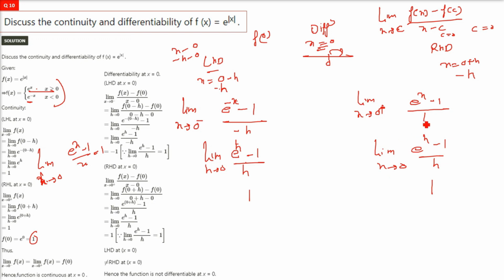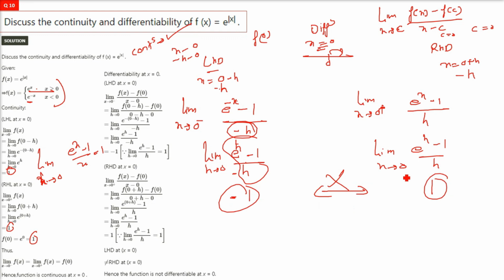I'll just put a negative here because this is negative here. So left hand derivative, right hand derivative, they are not matching. We can just say that the function is not differentiable at x equal to 0, though it was continuous at x equals to 0. Differentiability is not established, continuity is established. So this is how you have to do this e raised to the power modulus of x. So continuity yes, differentiability not. So you have checked at x equals to 0 here.